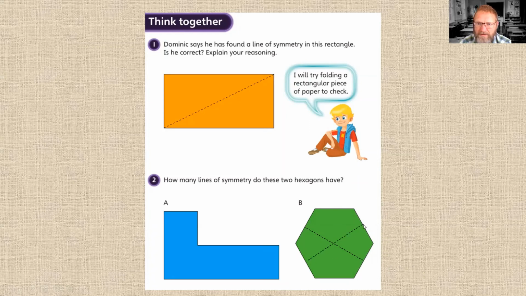Here's another line of symmetry. Okay, exactly the same as the other one. We could fold this over and create a nice, neat fold at the top. And there's one more there. So a hexagon has 1, 2, 3, 4, 5, 6. It has 6 lines of symmetry.